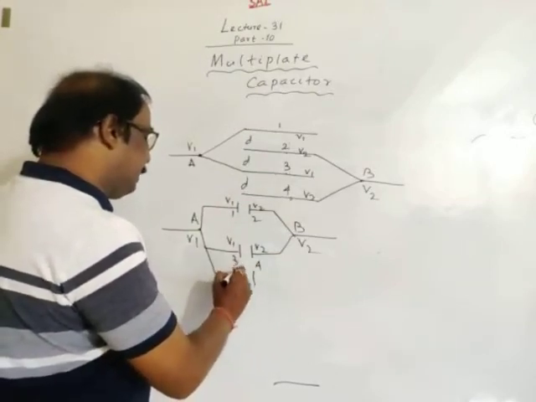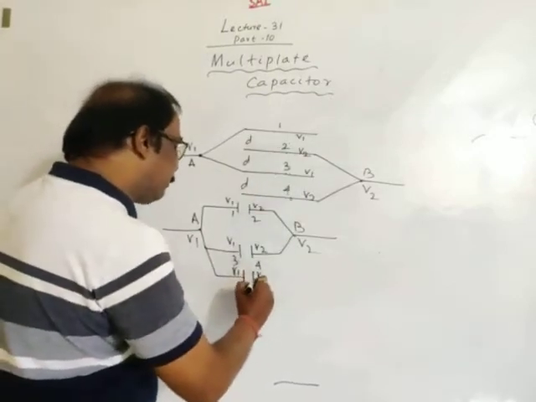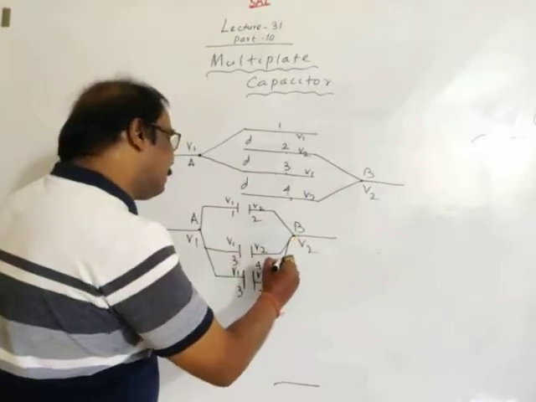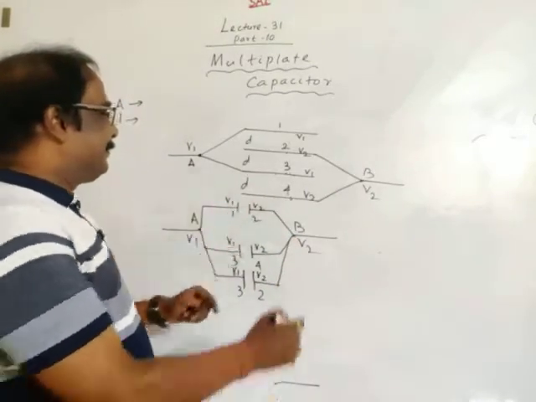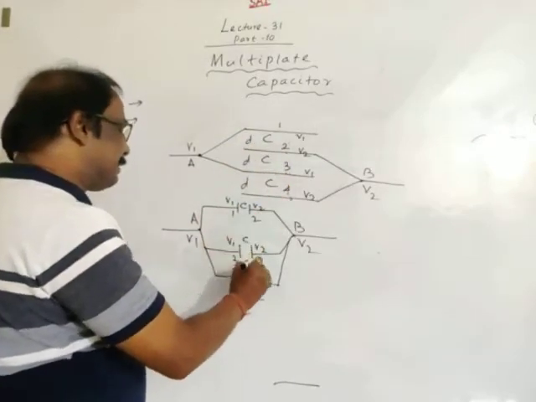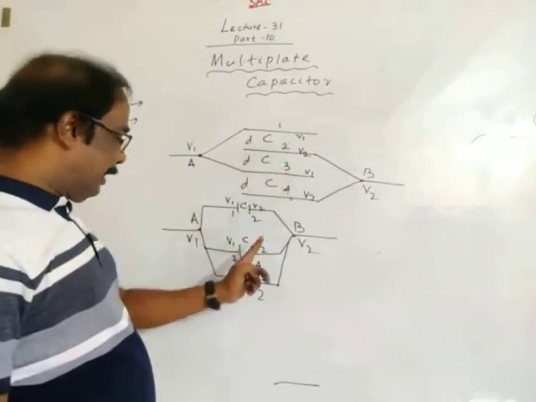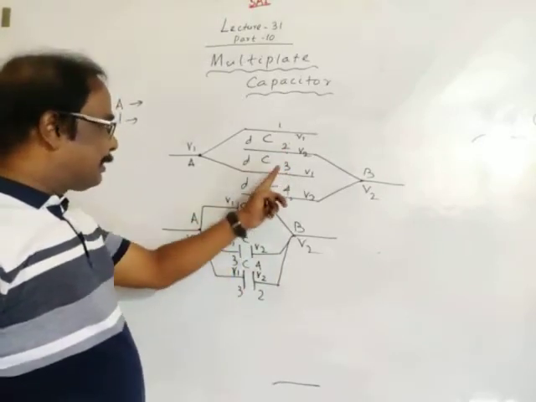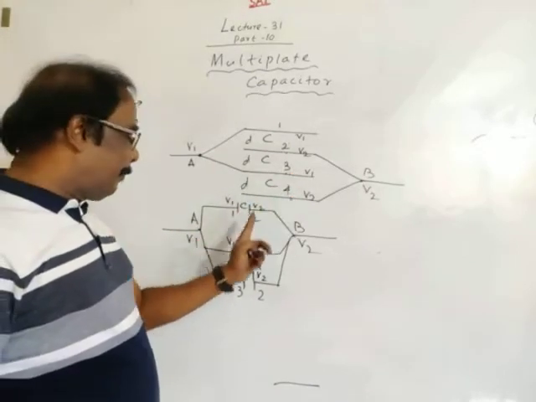This is at potential V1. This is the second plate. The second plate is at potential V2. Obviously, the second plate is connected to B. So, this is C: the capacitance between the third plate and the second plate, and the capacitance again between the third plate and the fourth plate.